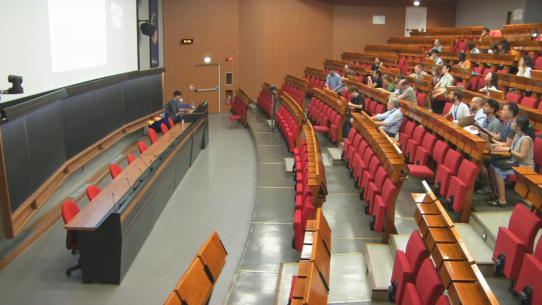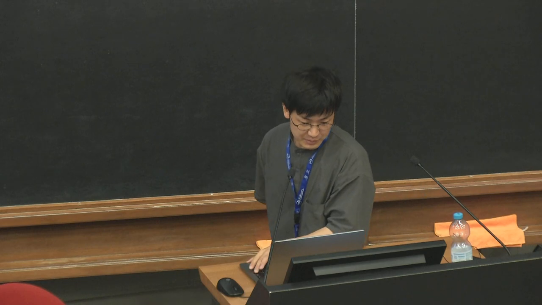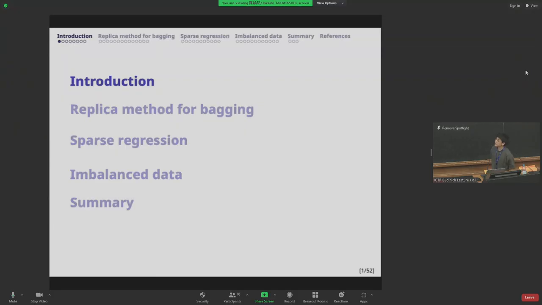As already introduced, today I'd like to talk about mean field analysis of ensemble learning. Okay, let me start. First, I'll describe some background and motivations for this talk. And then I'll introduce a framework for analyzing bagging by using the replica method of statistical physics. After that, I will talk about sparse regression and imbalanced data as applications.